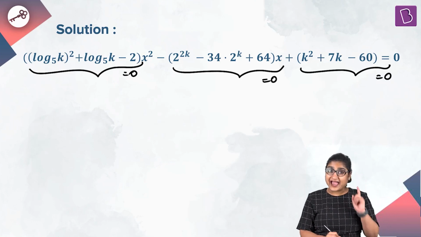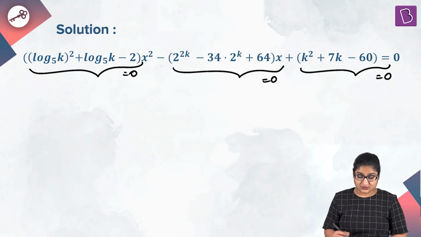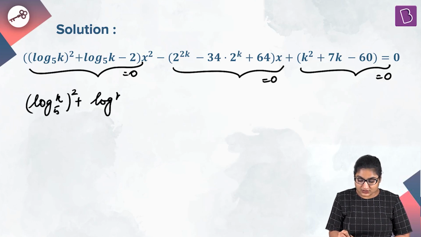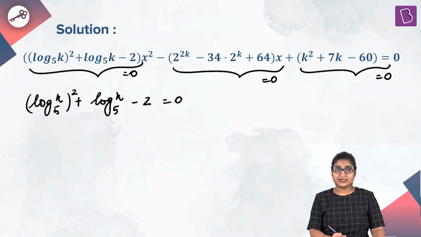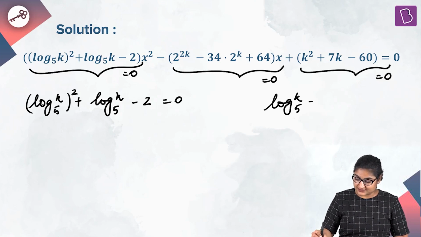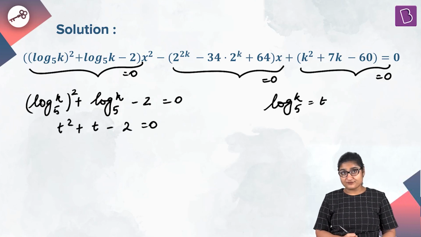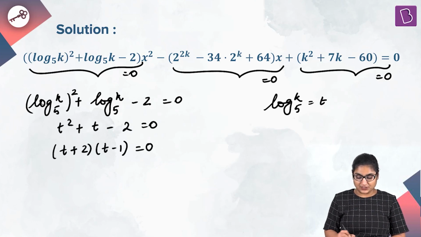And we have to find out that value of k for which 3 of them, the coefficients of a quadratic equation, will become 0. So starting from the coefficient of x², (log of k to the base 5)² + log of k to the base 5 − 2 is equal to 0. As you can see, we have a quadratic in log of k to the base 5. So if I put log of k to the base 5 as t, I get t² + t − 2 = 0. Now if I factorize this, I get (t + 2)(t − 1) = 0.